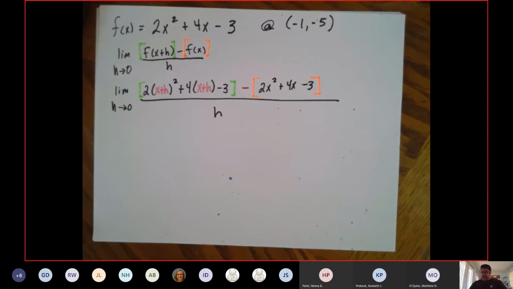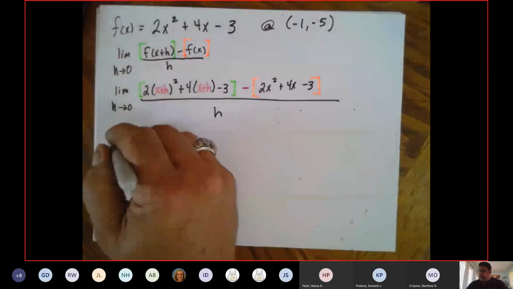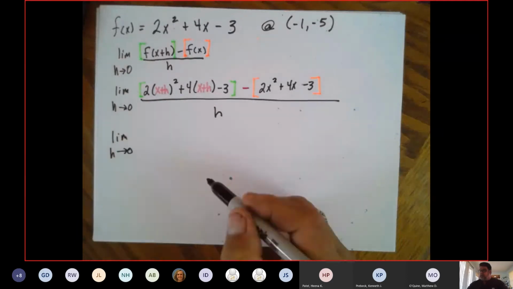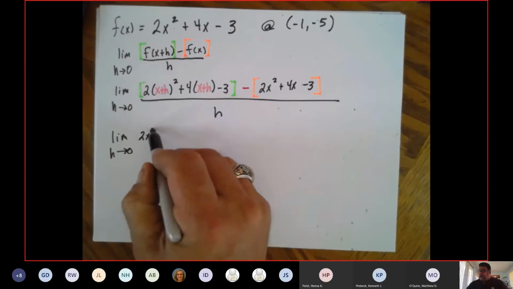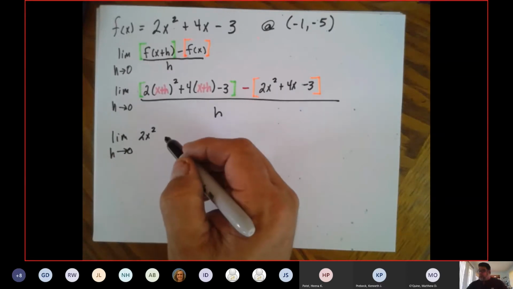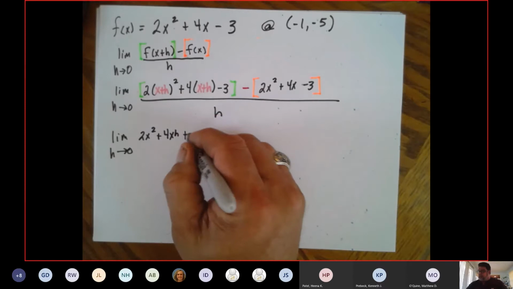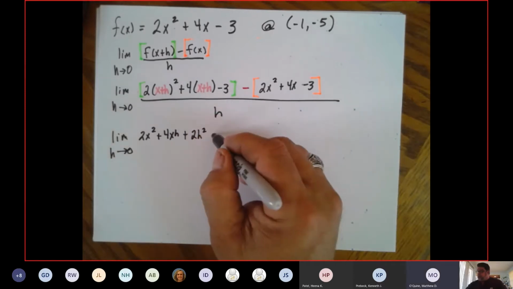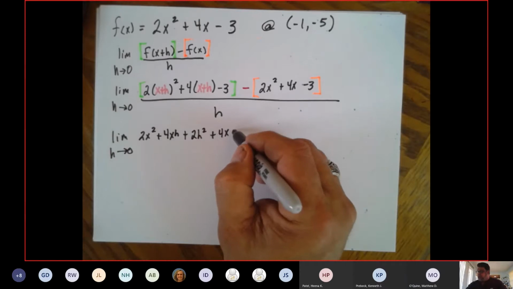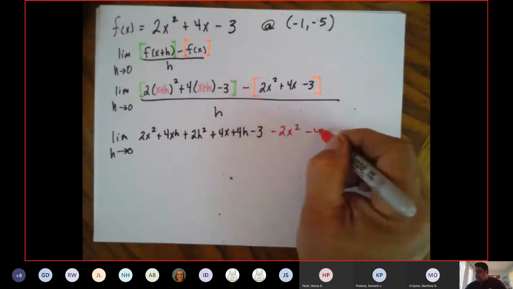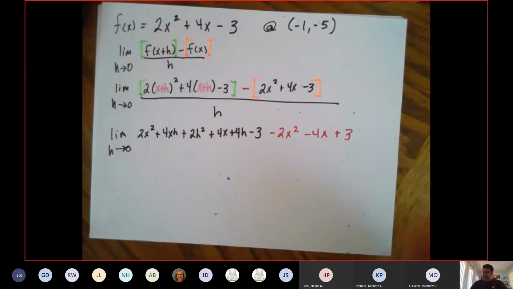So that's going to give us shortcut number 1 right here. And I'm going to skip a step, and y'all can skip steps because y'all are so good at algebra. I'm going to do 2x squared plus 2 times 2 is 4, right? 4xh plus 2h squared. Y'all check me there. Plus 4hx plus 4h minus 3. And I'm going to skip another step and do minus 2x squared minus 4x plus 3. And all that is over h.